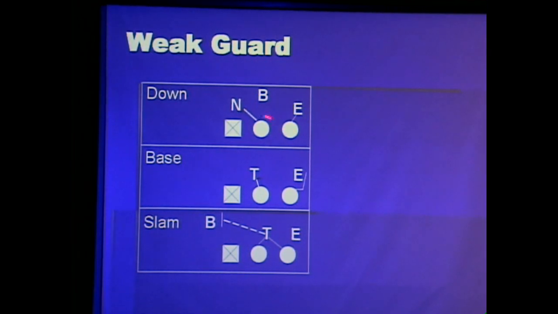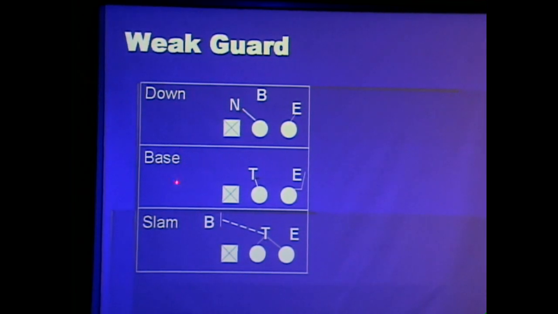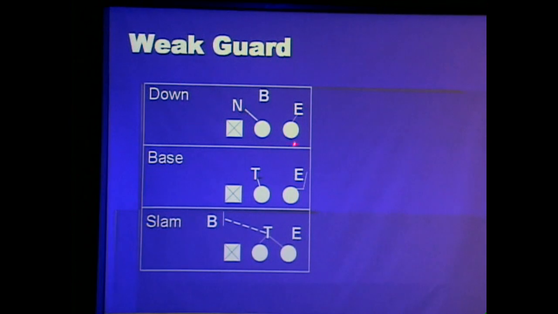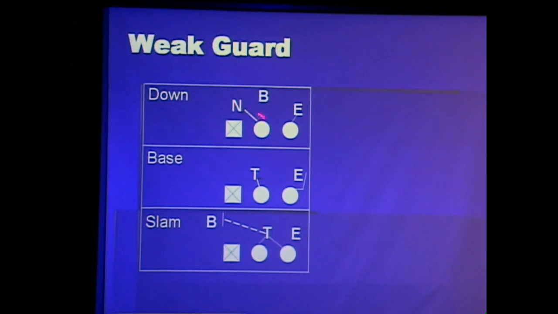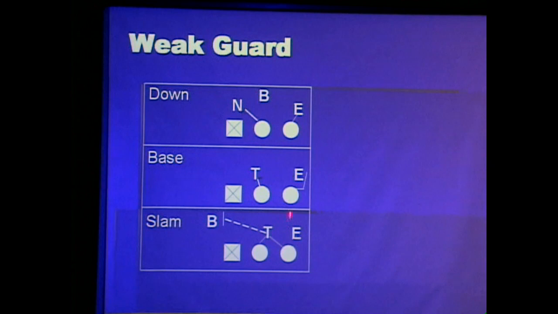The quick side guard also has down, base, slam. If there is something inside of him, he is coming down on it right there, whether it be an inside shade or all the way down to a nose. By a slam right here, we are now going to create a double team. As we talked earlier, our quick side tackle's rule is down.